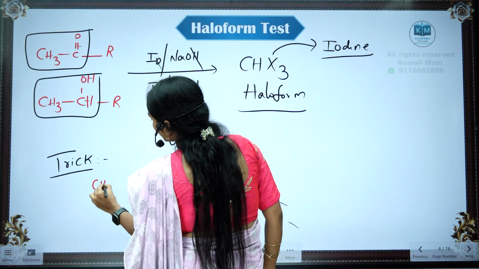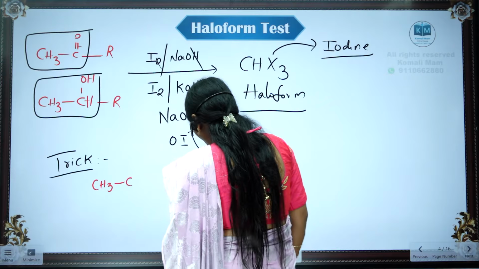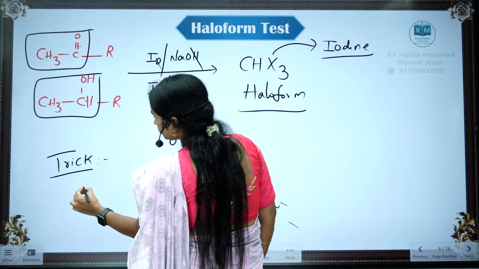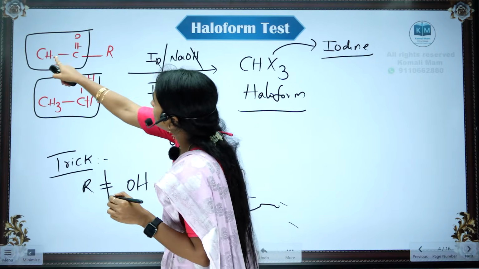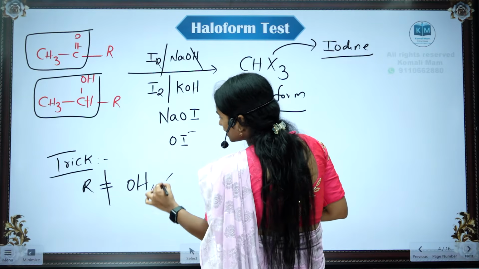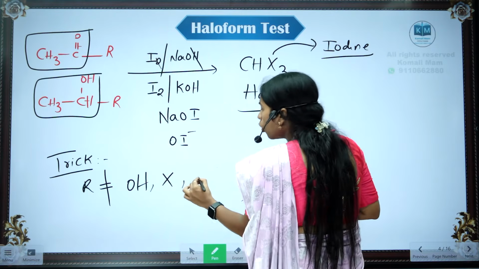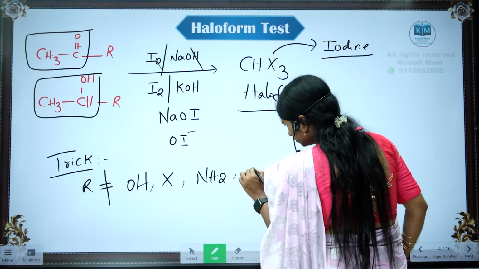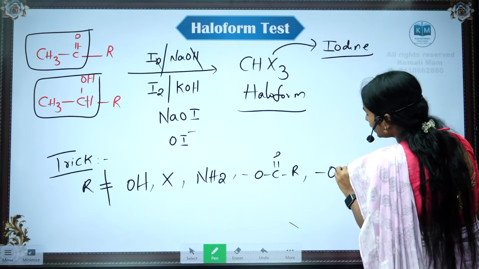CH3 C double bond O R, right? So I'm going to put R place OH. Then if I put R place OH, CH3 C double bond OH, acid it becomes. No. If you put R place X, then CH3 C double bond O Cl. Acid derivative no. OH X. If you put NH2, it becomes amide. If you keep there O C double bond O R, it becomes anhydride. If you put O R, it becomes ester.